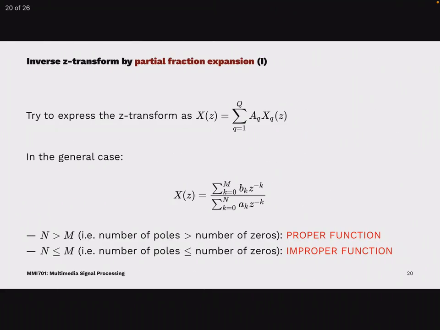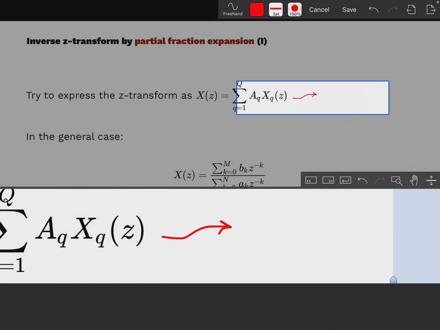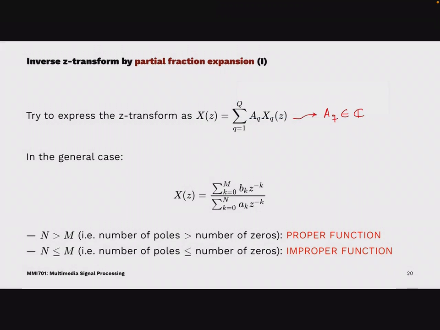Okay, so another method is partial fraction expansion. So we would like to express the Z transform in terms of simpler terms, which are X sub q of z, where a_q in this case is typically a real or a complex number. So let's write a_q is in many cases real, but it can be complex for some cases.